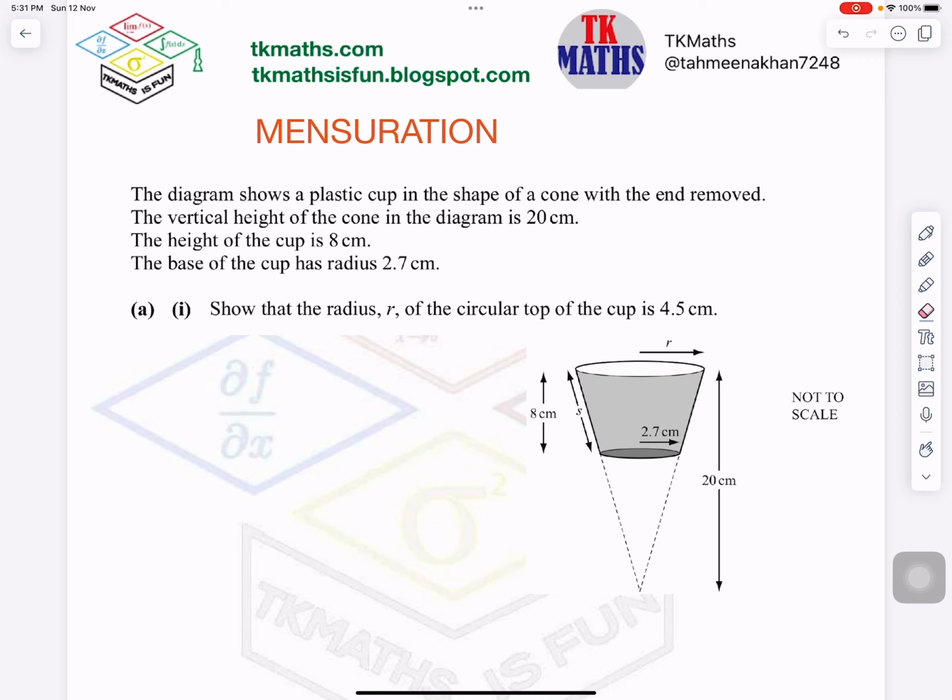In today's video, we will solve a question on mensuration. It is taken from a past paper. So let's see the question here.